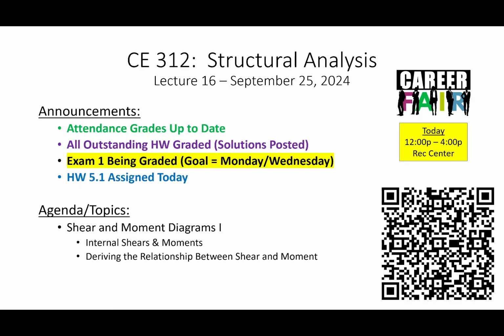So I am going to give you homework 5.1 today, and I don't know about you, but I'm getting a little tired of talking about trusses. Let's talk about something else, okay? Today we're going to begin a new unit in the class where we talk about shear and moment diagrams. Like Bernoulli's equation, it's one of those things that I think students just need to be able to do.